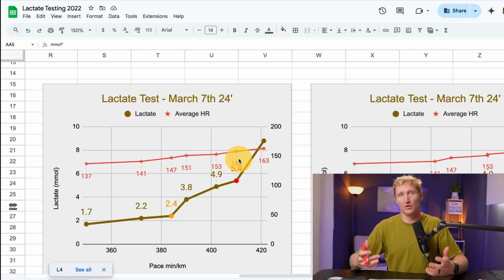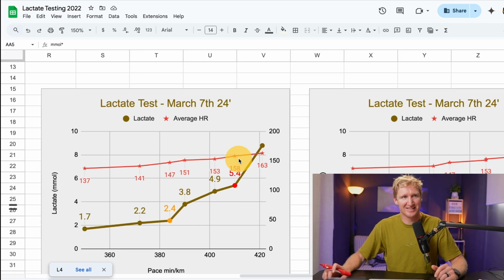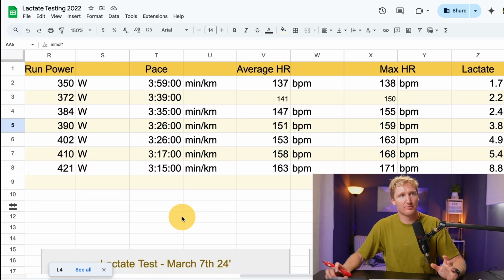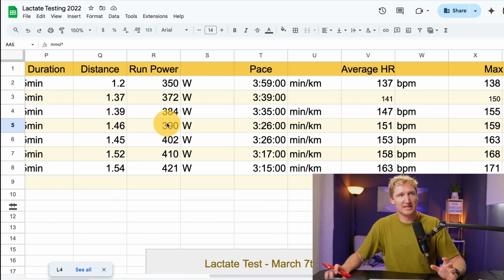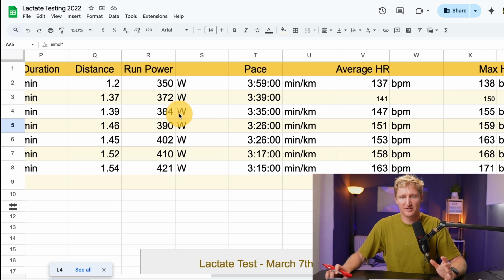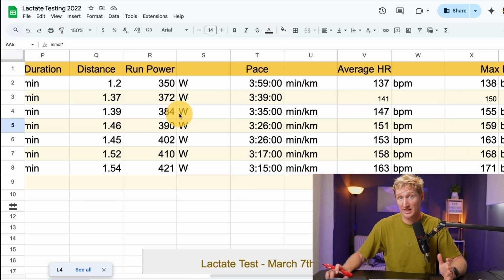So then that leads us on to a maximal lactate steady state test, which we use from this data that we have. The data that we have is that somewhere around here for me, so if we're calling it 380 to 390 watts, somewhere around there is going to be my maximal lactate steady state. So I want to go and test that. What does that look like?